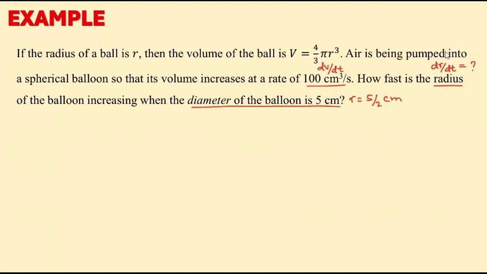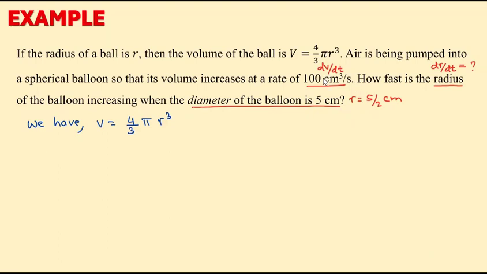We must have the same quantity everywhere. If we are calculating the radius, here we need the radius. So diameter is 5, so radius is that. Okay, let's begin with the formula. We have volume is equal to 4 over 3 pi r cubed.